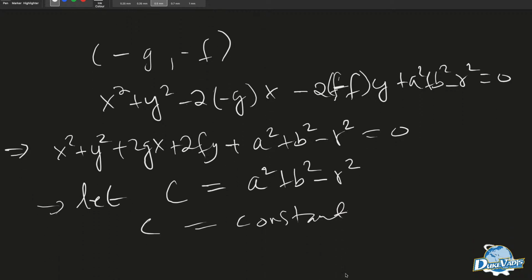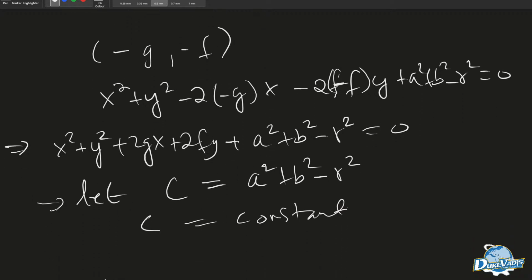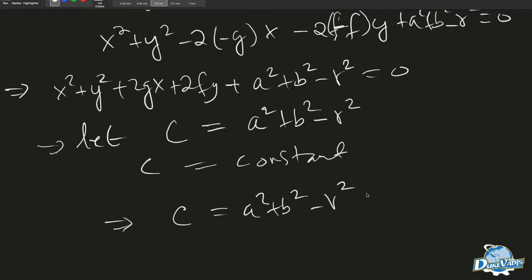of that circle. So we can say that since c is equal to a squared plus b squared minus r squared, we can make r the same here. That's the radius of the equation of the circle. So r squared is equal to c minus a squared minus b squared.